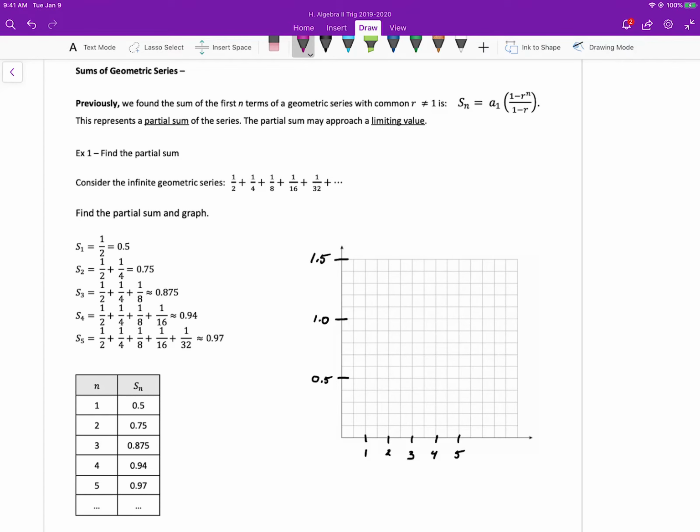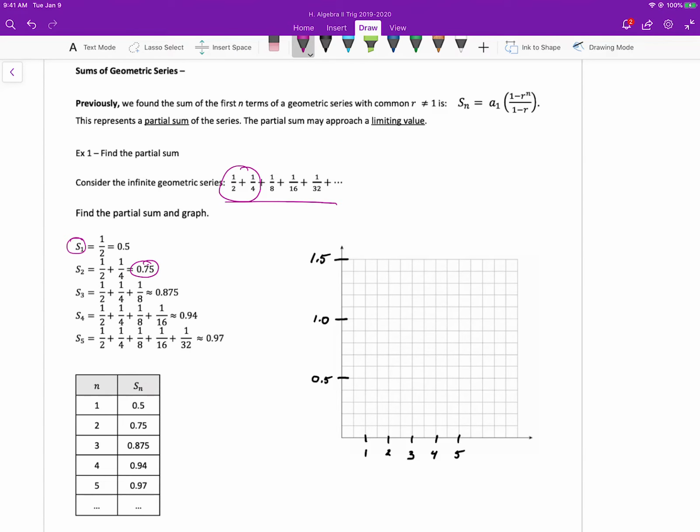So first thing we're going to do is look at this series right here and find the partial sums. And what I mean by that is the sum of the first term, if we just had one, would be just one term, 1/2, 0.5. The sum of the first two terms, if we add them together and we converted it to a decimal, would be 0.75, and we went on like that. We added the first three, and we did the math for you to the sum of the first five.